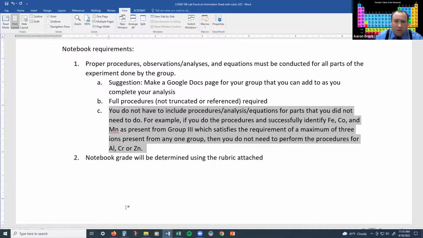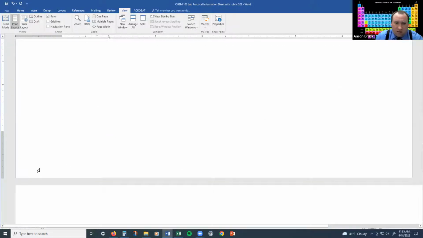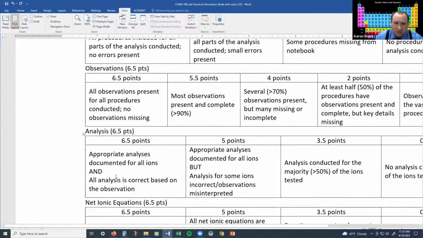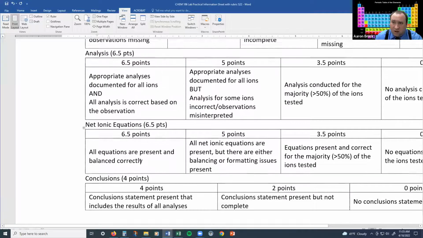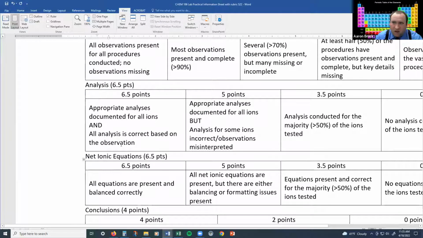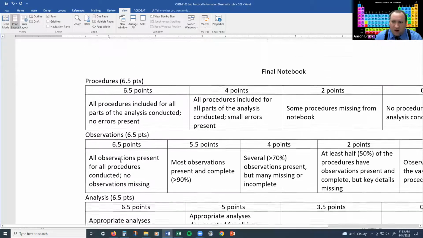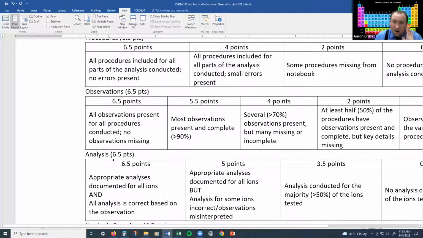The grade on the notebook will be determined using this rubric. This rubric has been given to you in LabArchives. It has also been given to you in the announcement that came with this video in Blackboard and in your email, so check it out there as well. It's very, very similar to the notebook rubrics that you've been using all semester long. So that is the practical final exam.